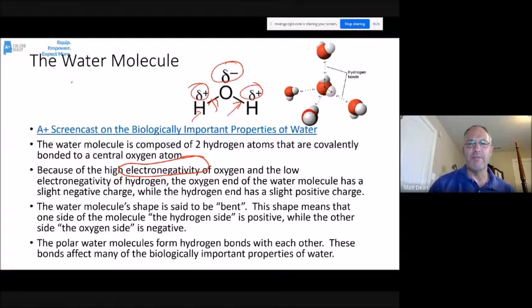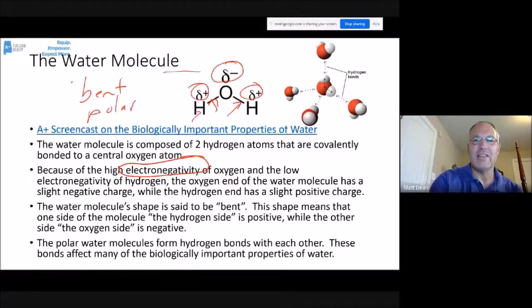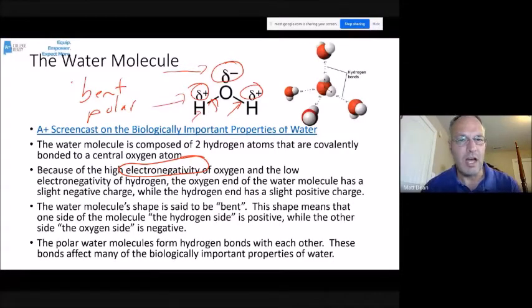And because of the shape of the water molecule, which is said to be bent, with the hydrogens on one side and the oxygen on the other, the water molecule is said to be polar. It's polar because it has one side that is distinctly negative and another side of that molecule that's distinctly positive. So the oxygen side is negative, the hydrogen side is positive. And what that causes to happen is that it causes water molecules to stick to each other, because this negative oxygen is going to be attracted to positive hydrogens on another water molecule. We can see that happening right here. That attraction is called a hydrogen bond.